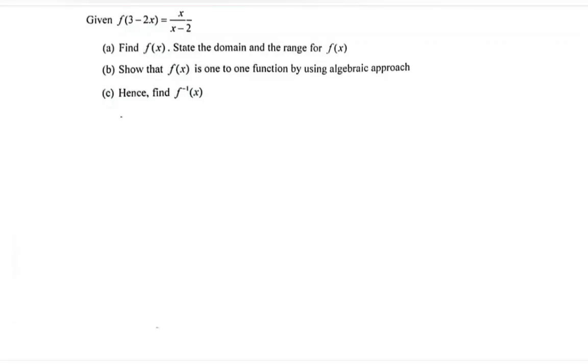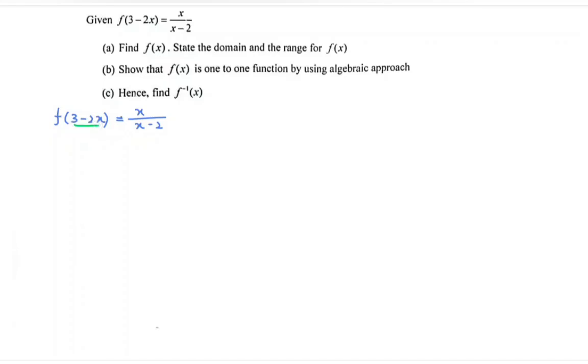Hello everyone, in this video I'm going to discuss the example for function and graph. Given f(3 minus 2x) equals x over x minus 2. Find f(x). State the domain and range for the situation given. So if it refers to the situation, actually this is a composite function.